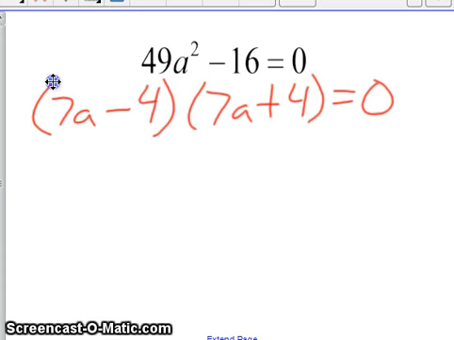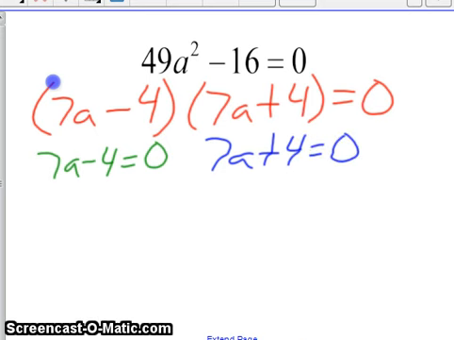Step 3 is to take the factors and set them each equal to 0. So my 7a minus 4 equals 0, and my 7a plus 4 equals 0. And step 4 is to solve. Here in my green equation, what do I do first? Add 4.